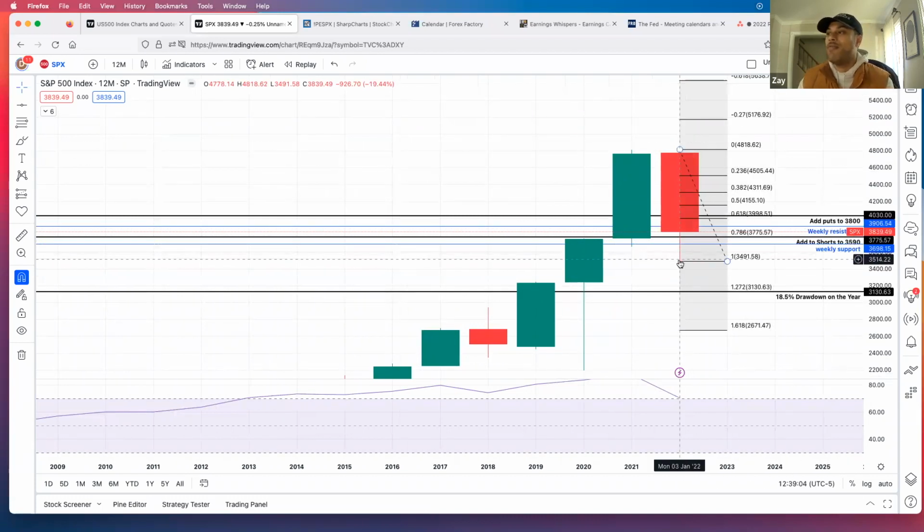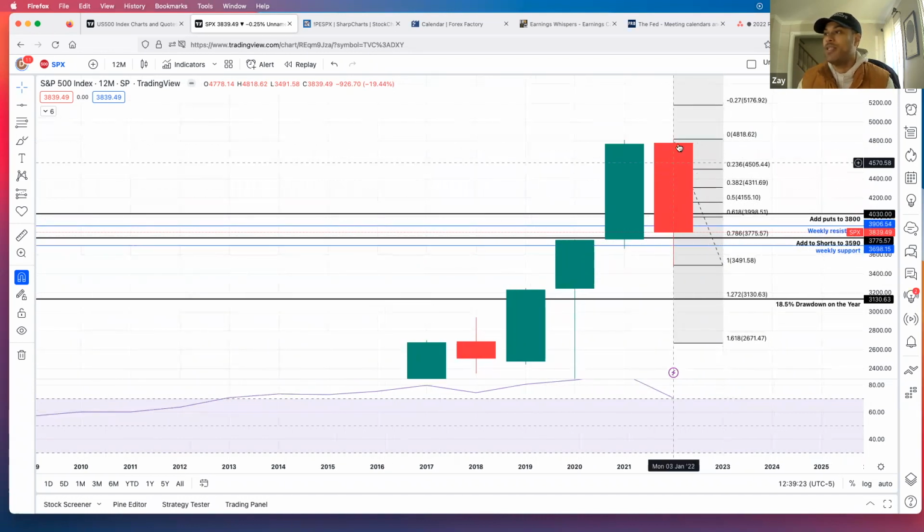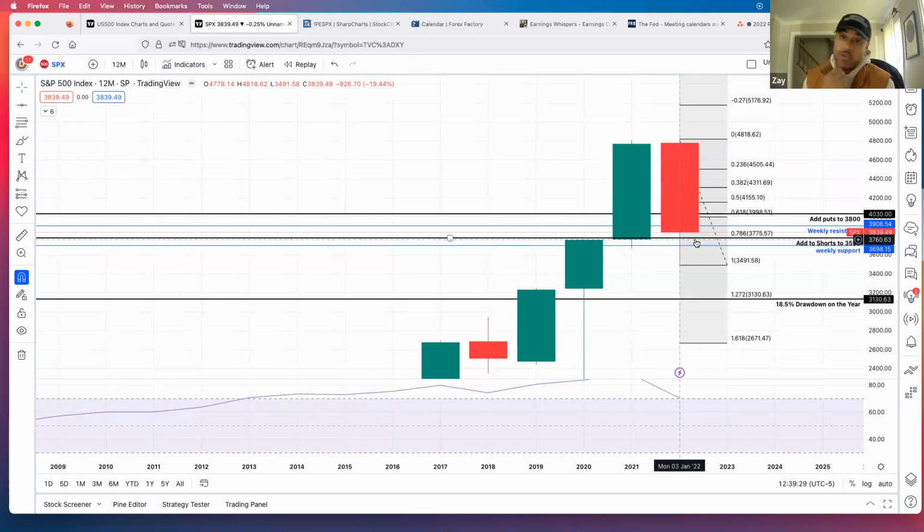And what I have done is I went from this year's low, the low of 2022, which is 3491.58, and I took the fib retracement to the high of 2021. Our high for 2021 was 4818.62. And what this does is it shows me the fib extension levels that I should be personally paying attention to when it comes to the SPX over 2023.